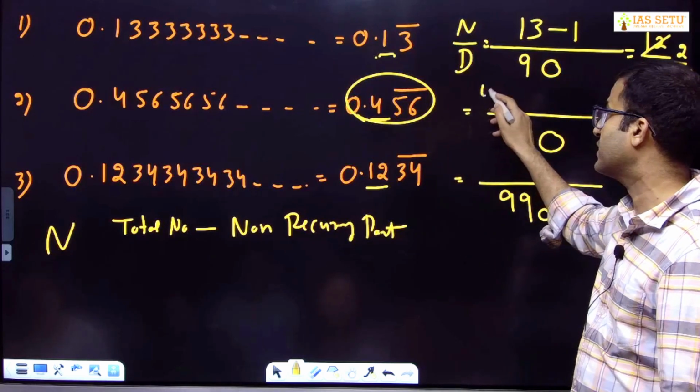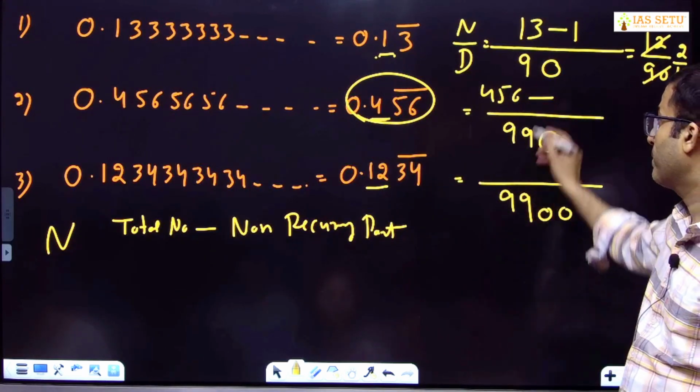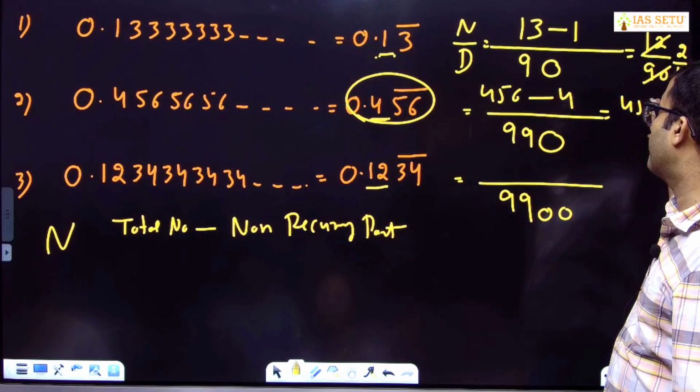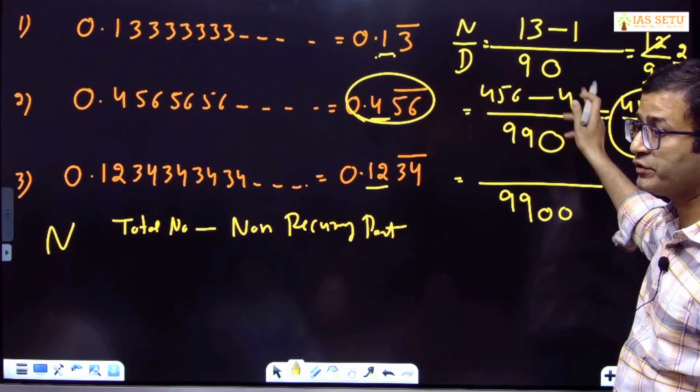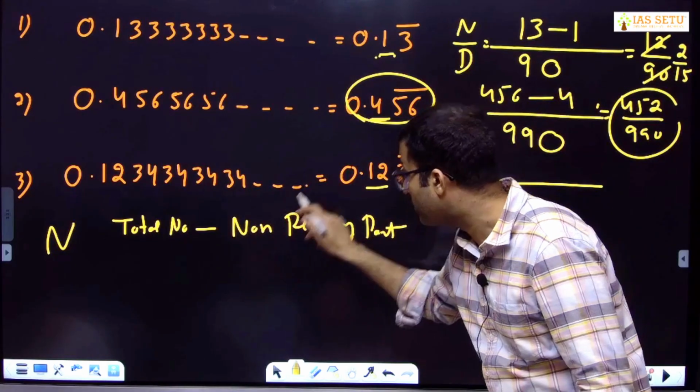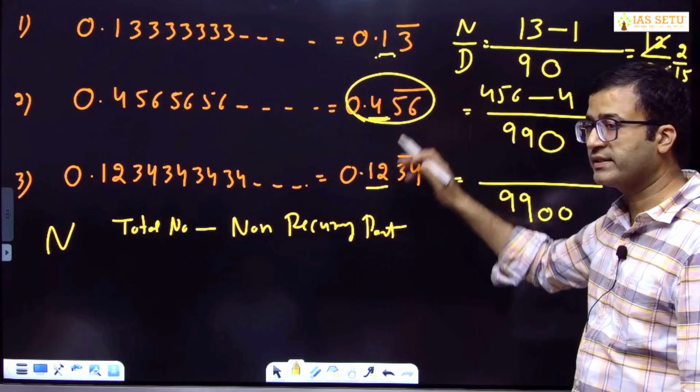In second question, what is your total number? 4, 5, 6. Minus, what is non-recurring? 4. So here 452. Some students by mistake write 456 minus 56. No. Total number minus non-recurring part. Simplify.